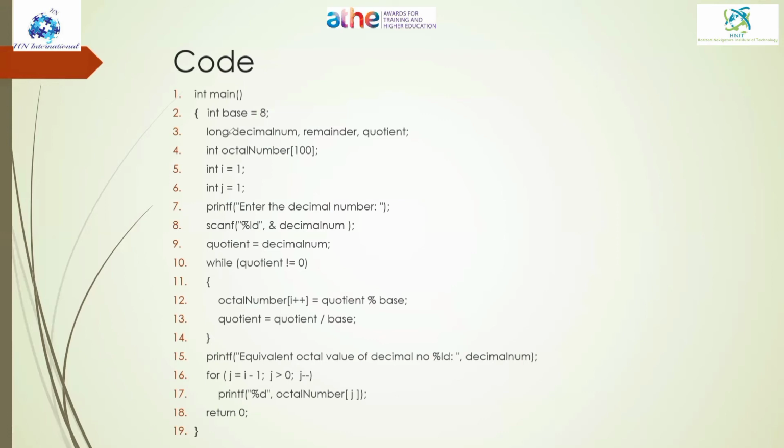And then we are declaring these variables. We need this remainder, quotient, and we need a decimal number, where it will be inputted by the user. We're declaring an octal number array here, and then we are setting the counters here.